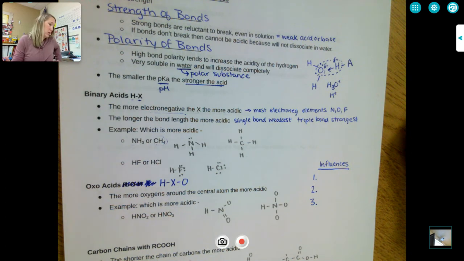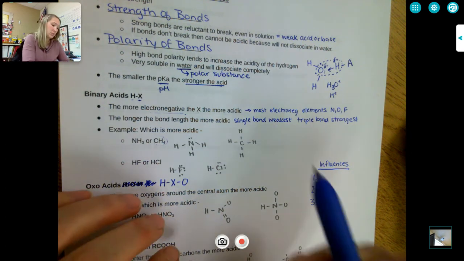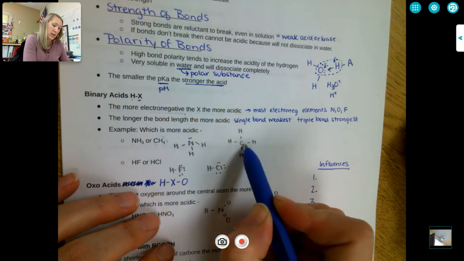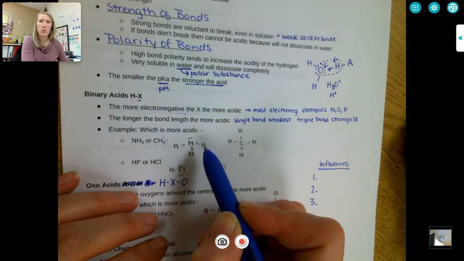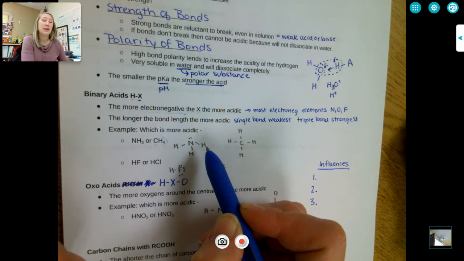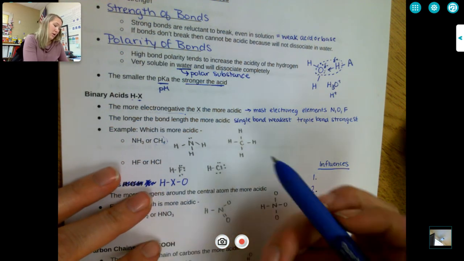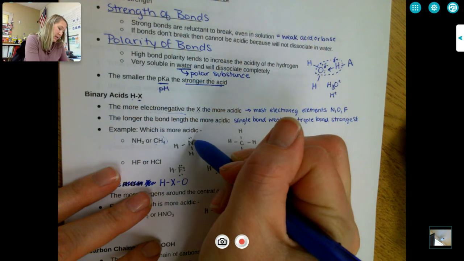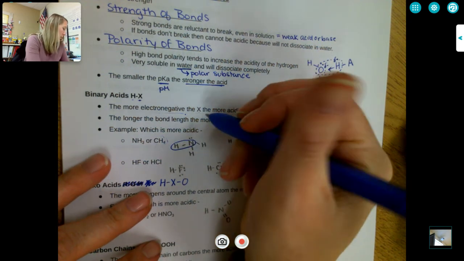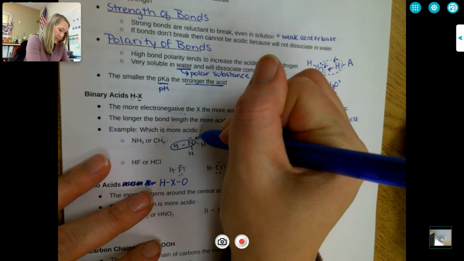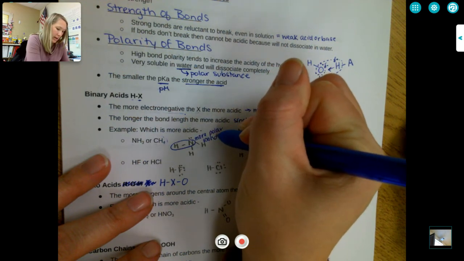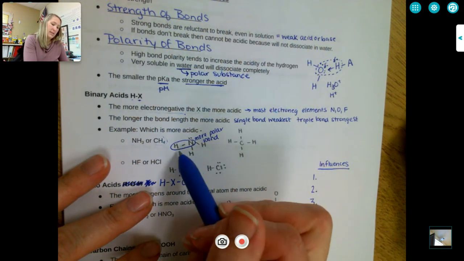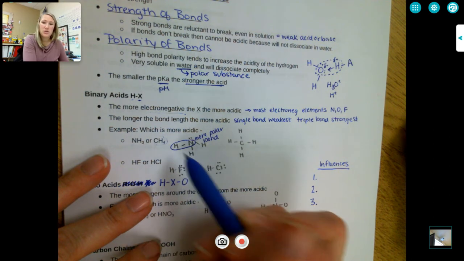So then I would next go to my polarity. Between nitrogen and carbon, nitrogen is a more electronegative element than carbon. So this bond here is a more polar bond, and if this is a more polar bond, that means it's easier for these hydrogens to get knocked off.